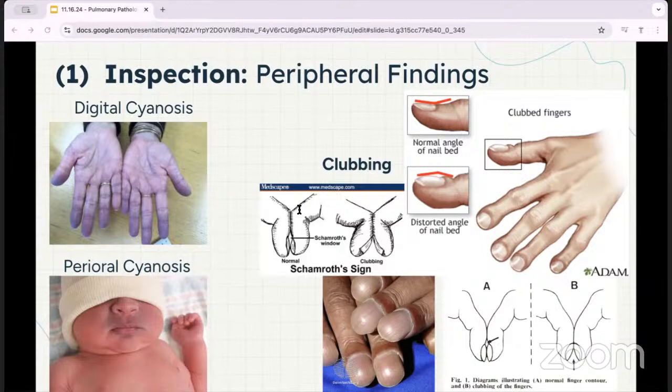And for that Shamroth test, like I explained before, you place the backs of your fingers together and look for a small, diamond-shaped window between the nails. In a patient with clubbing, the window disappears because the nails are curved too much. This is very clinically relevant because peripheral findings like cyanosis and clubbing are critical, as they help us identify serious problems with oxygen delivery to the tissues. For example, if you see cyanosis, it tells you to immediately check oxygen levels and think about conditions like pneumonia or heart failure.